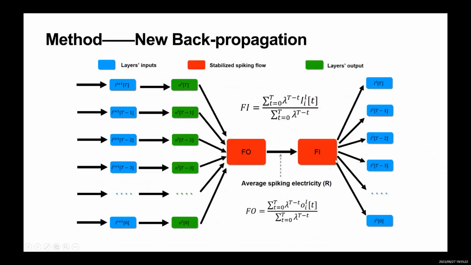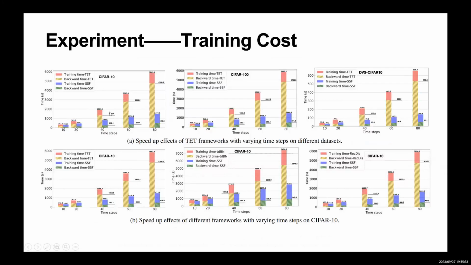So stabilized spiking floor will successfully avoid the backpropagation in time domain, thus greatly reducing training cost. We applied our method on several representative frameworks and different datasets. All experiments proved the effectiveness of our method.